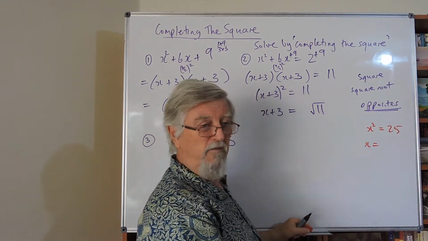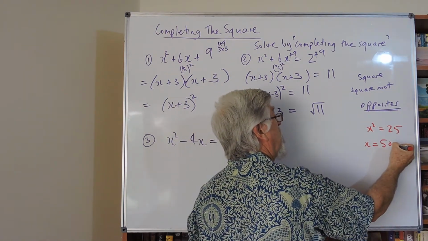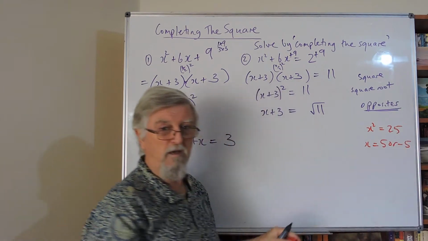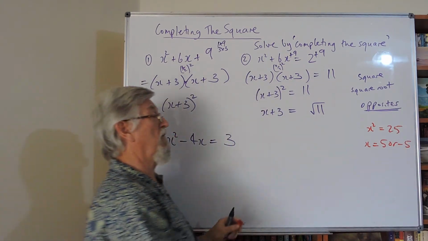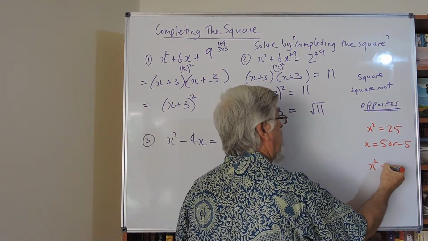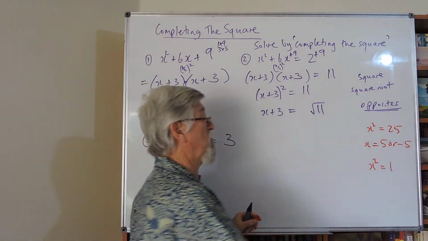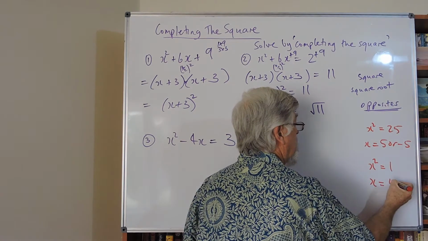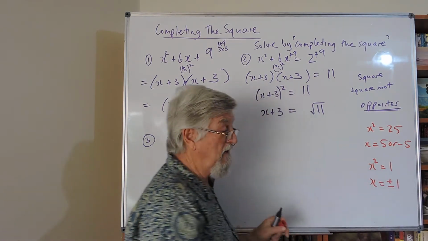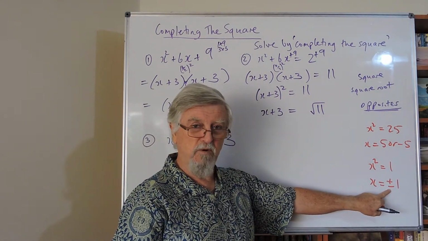Of course, 5 5s are 25, and the other one is minus 5. So there's going to be two answers all the time. So if I had x squared equals as simple as 1, there's two possible answers, and the two answers are x equals plus 1 or minus 1. And that's where we come up with this plus or minus.